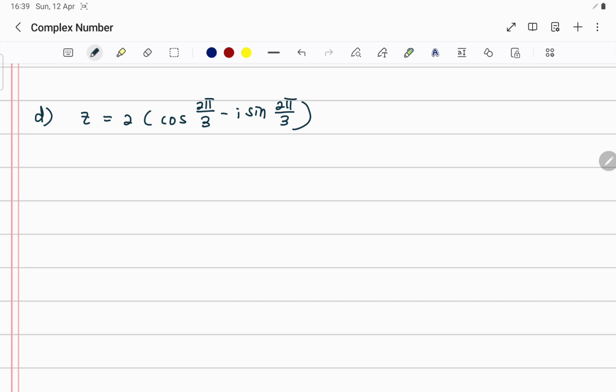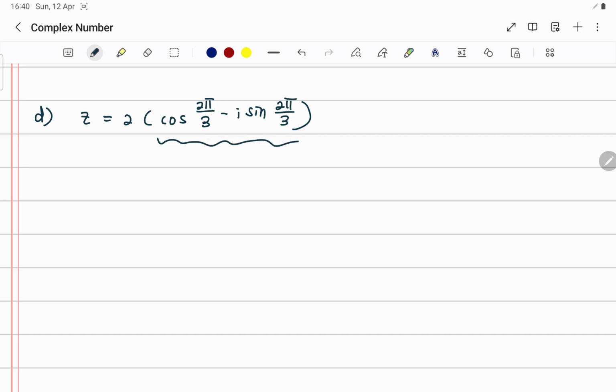Now proceed to question D, where we have z is equal to 2 cos 2 pi over 3 minus i sine 2 pi over 3. If you see here, it's not like the previous question where the question was in Cartesian form. This one they provide to us in polar form. So what you have to do is extract r and theta from the polar form, but we have to change it in a proper way.